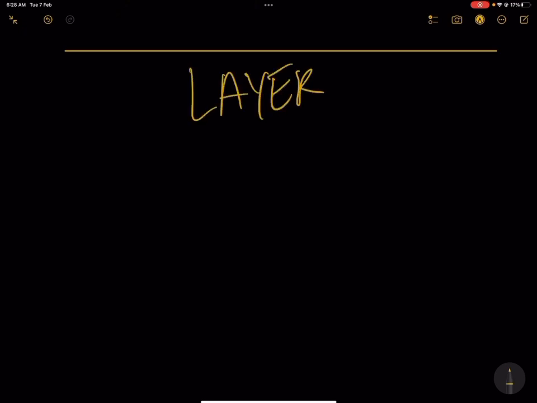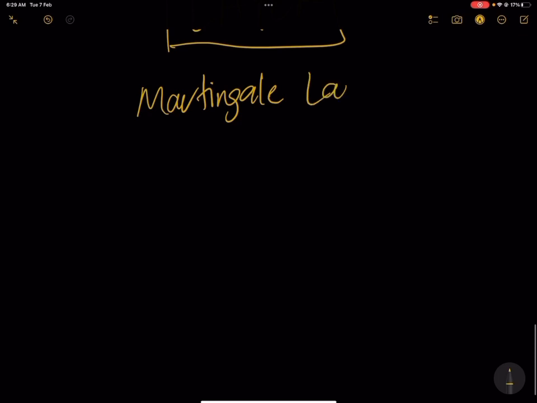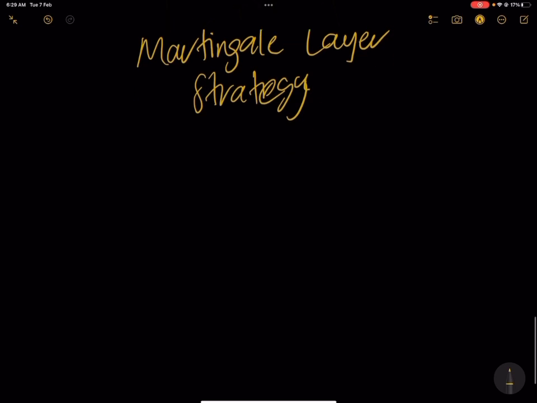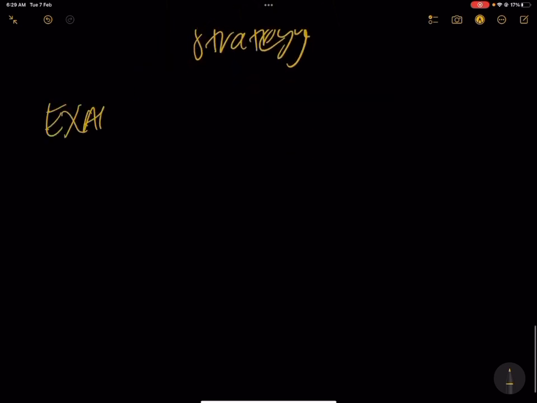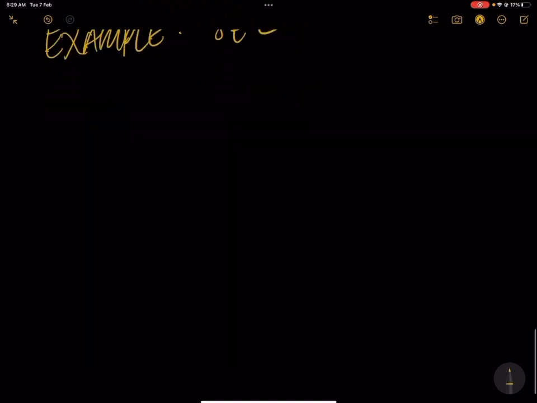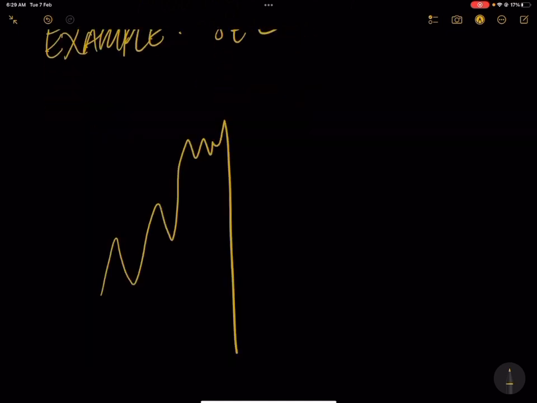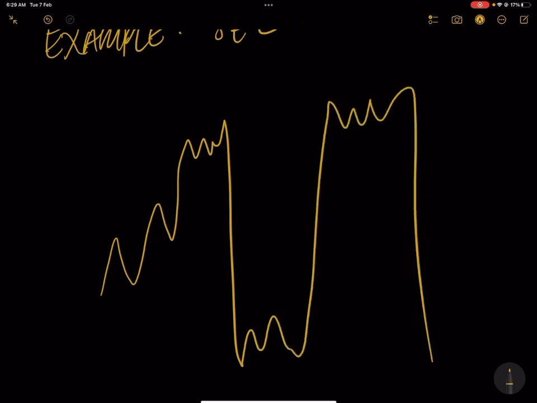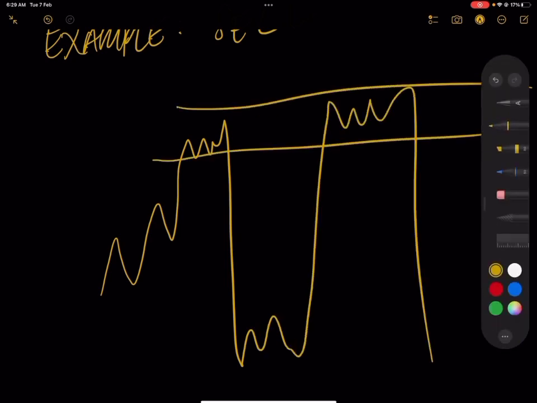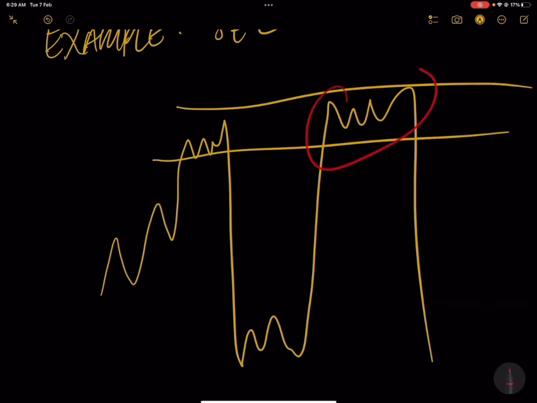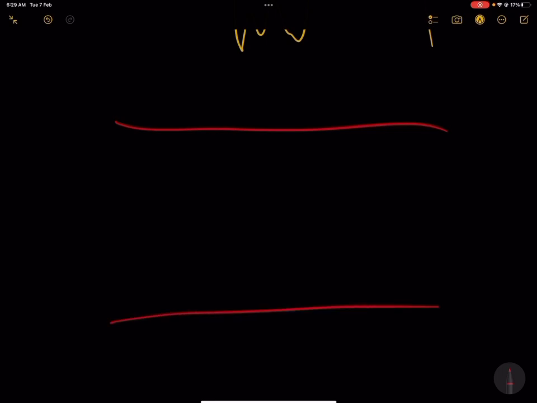My suggestion for small capital or big capital also is to use the Martingale layer strategy. I will give some examples. Example, sell. Let's say this is RSI. Boom. The zone is 20 or 30 pips. How to entry here? Example here, this is a sell zone.